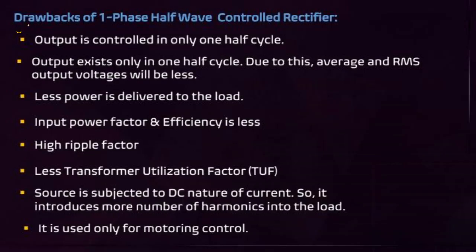These are the drawbacks of the single phase half wave control rectifier. Please go through these points. Output is controlled only in one half cycle. Output exists only in one half cycle. Due to this, average and RMS values are less. Less power is delivered to the load. Input power factor and efficiency are less. High ripple factor. Less transformer utilization factor. Source is subject to DC nature of current. Due to this, more harmonics are introduced into the load. It is used only for motoring control. This is about the drawbacks of the single phase half wave control rectifier.